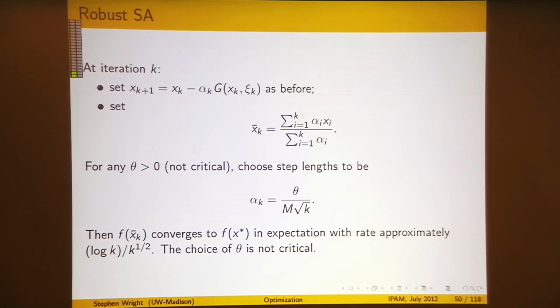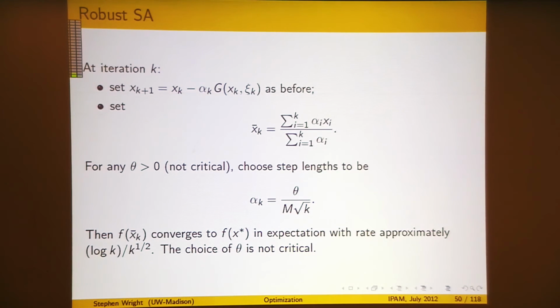What are the choice of step lengths? Well, again, there's a variety of ways you can choose the steps. Let's analyze the case where you take alpha k to be some constant, which I don't have to be too specific about because it's not critical how you choose that constant theta, divided by m, and m is the bound on the variance of the gradient estimate, divided by square root of k, okay? So it's square root of k, not k. So I'm going to analyze the case where you choose the steps like that.